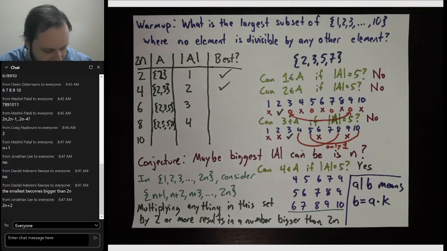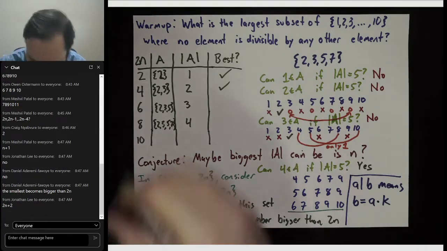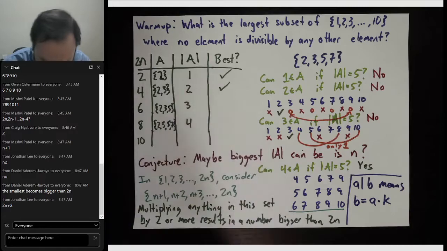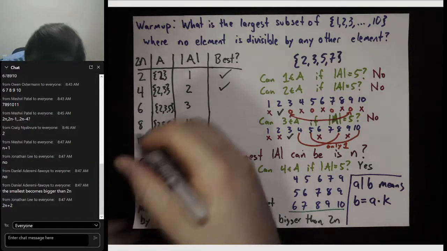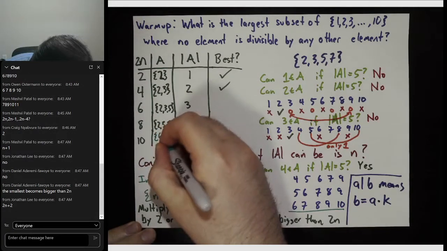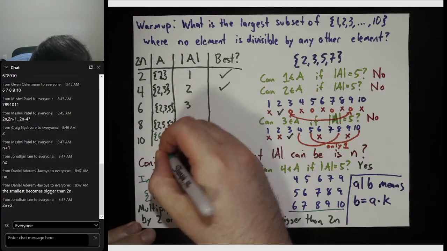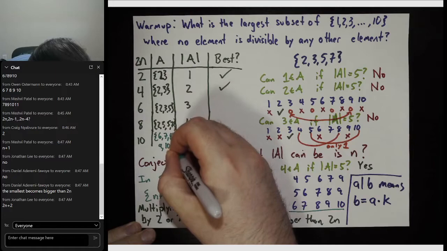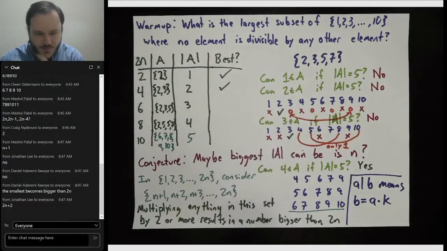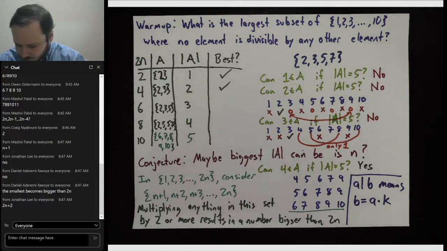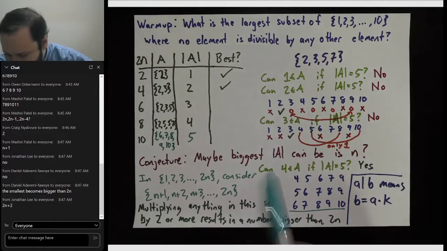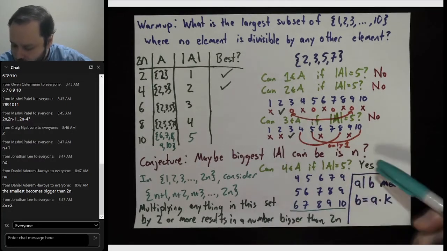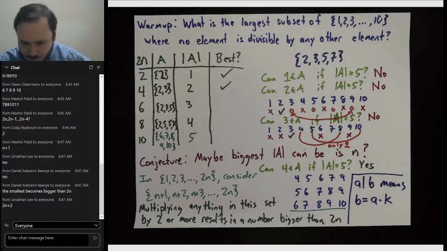So I'm going to fill that in here. I'll do a new color to indicate that it's new information. 6, 7, 8, 9, 10 gets us up to 5. Okay. So let's look at our conjecture again. Maybe the biggest our set can be is n elements.